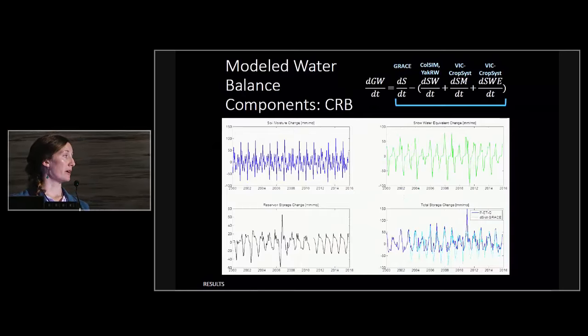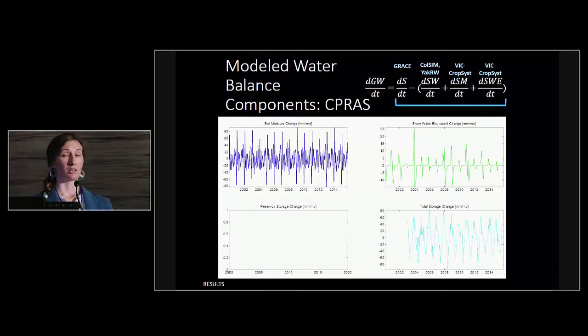So this is an example of what this process looks like to isolate groundwater across the U.S. portion of the Columbia River Basin. We have changes in soil moisture in the upper left, snow water equivalent, reservoir storage change, and then it might be kind of hard to see, but here we have total storage both from GRACE in the dashed lines, and then also from P minus ET minus Q, all from VIC-CropSyst. And again, if we look at 2001, 2005, and 2015, I can't necessarily say there's a huge influence of the drought in these signals.